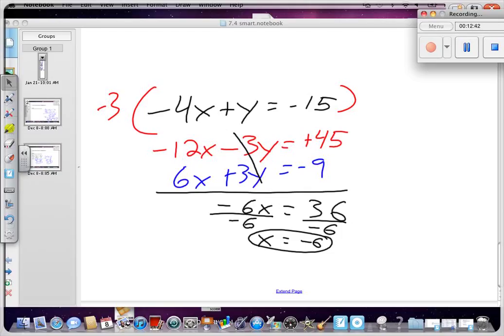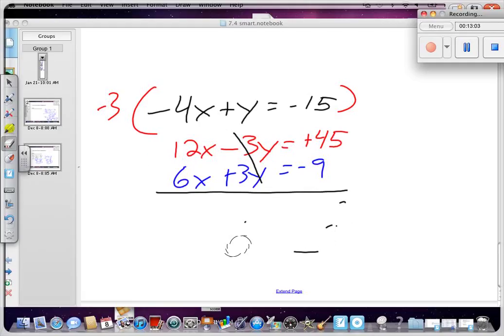Yes? How is the 12 negative? Isn't it positive because it's -3 times -4? So it should be, oh, you're right. Did everybody catch what Alexa caught? She said, isn't -3 times -4 a positive 12? It is, isn't it? So that changes my answer. Let's try that again. Good catch, Alexa.